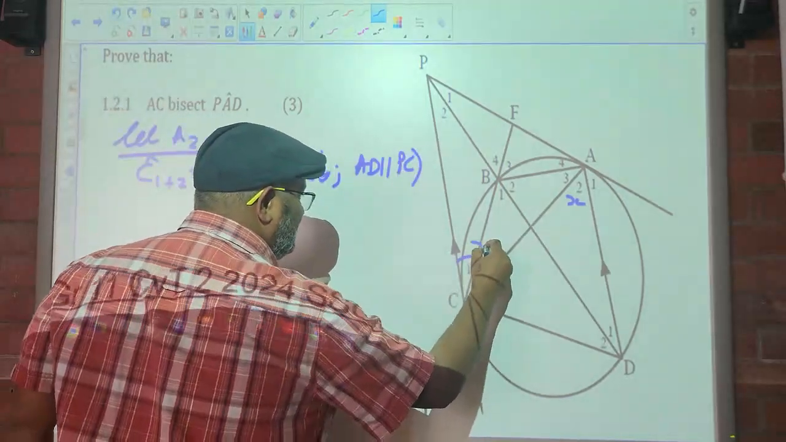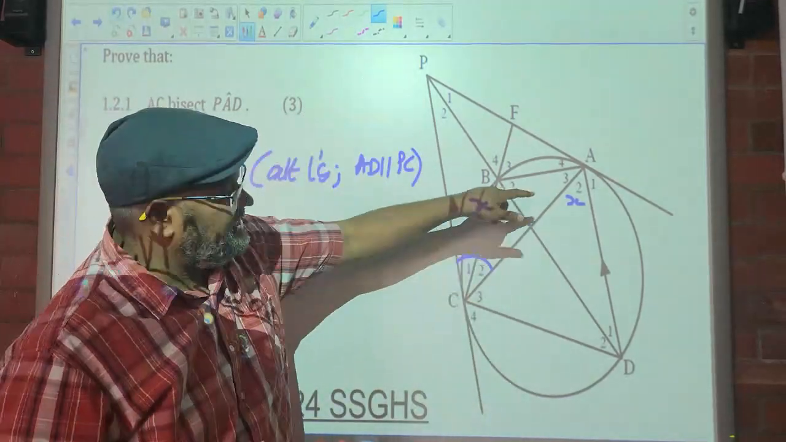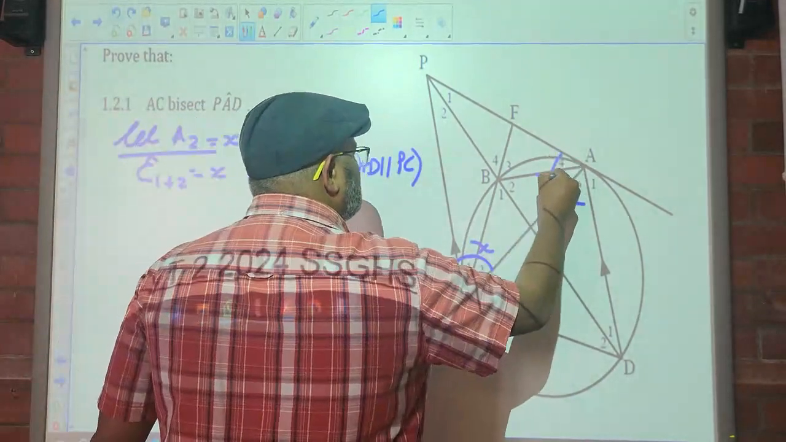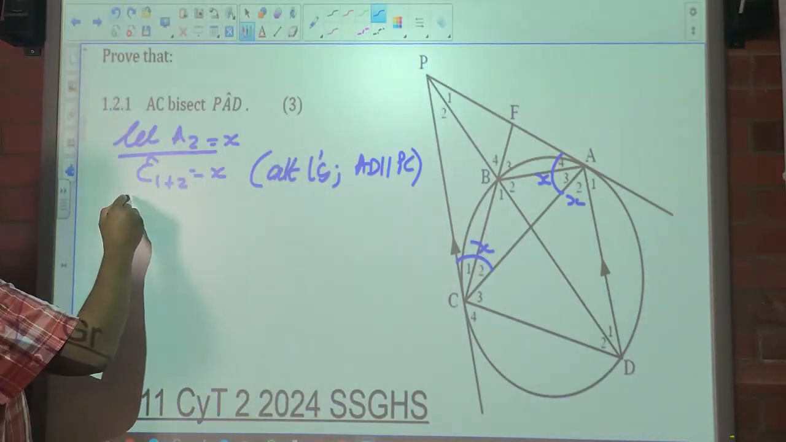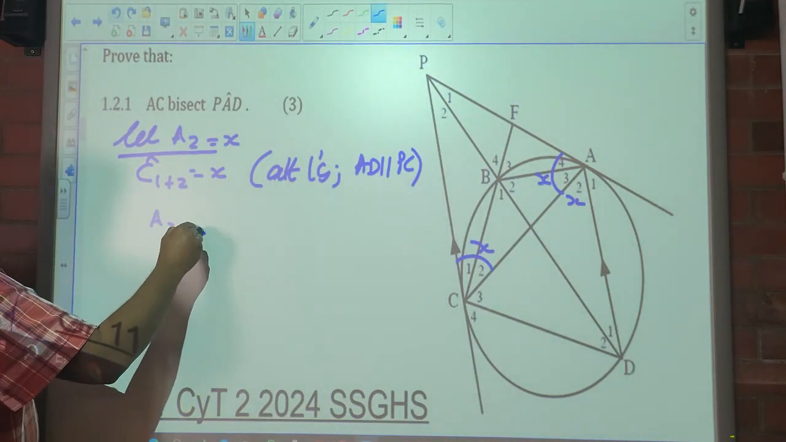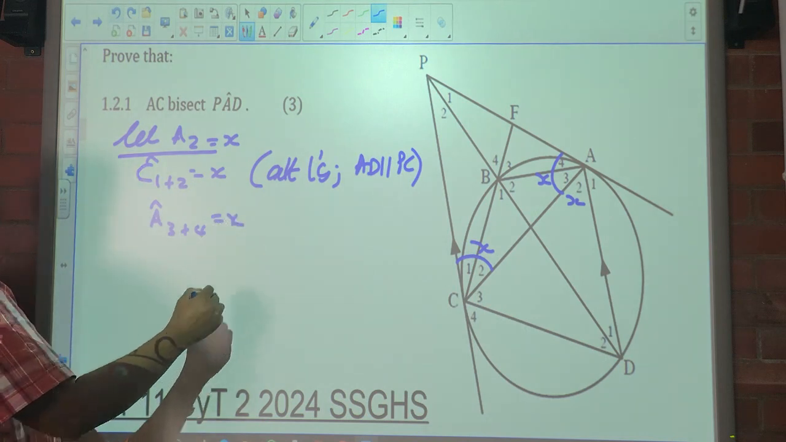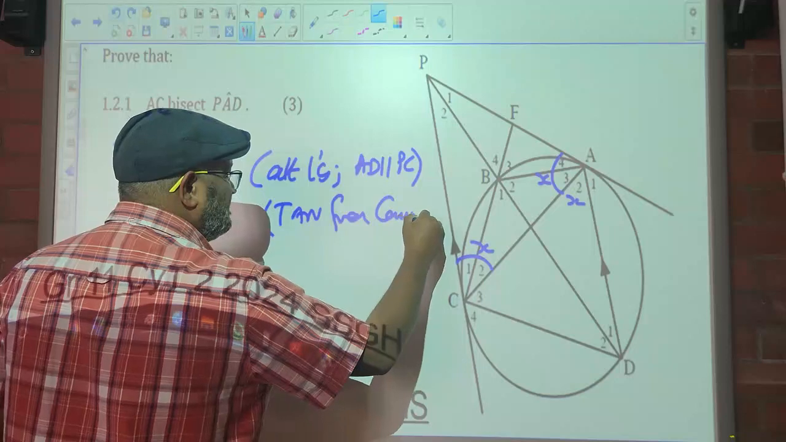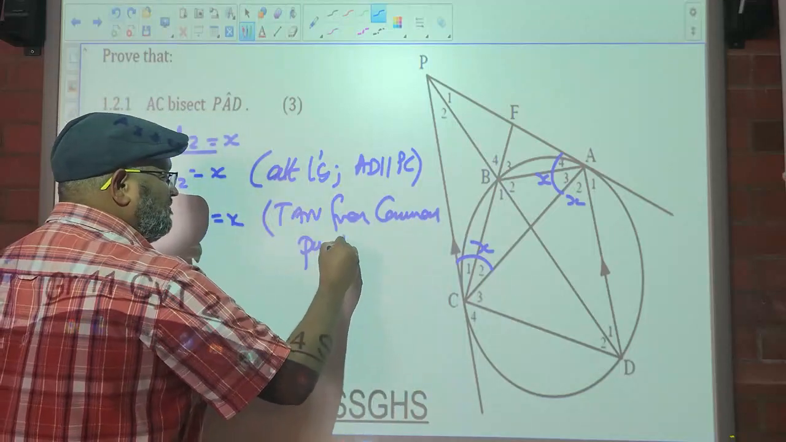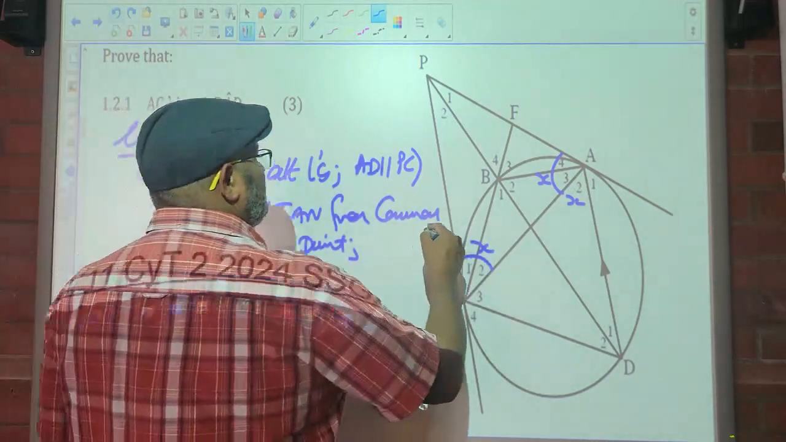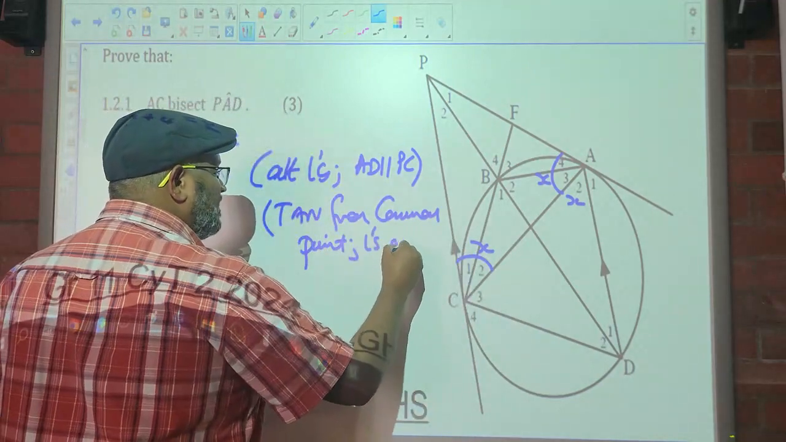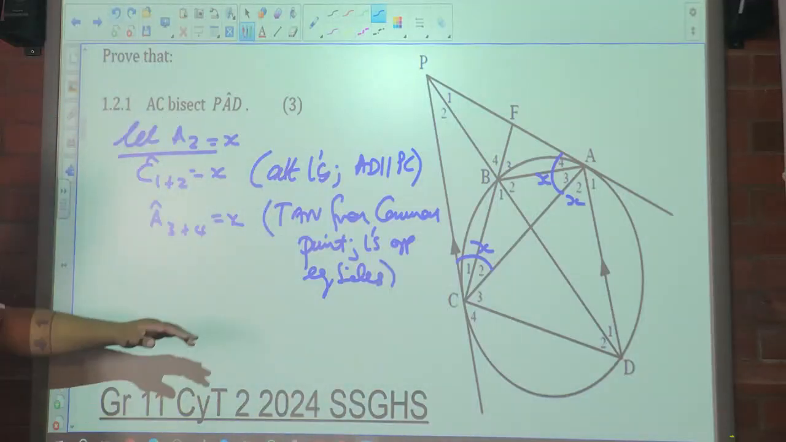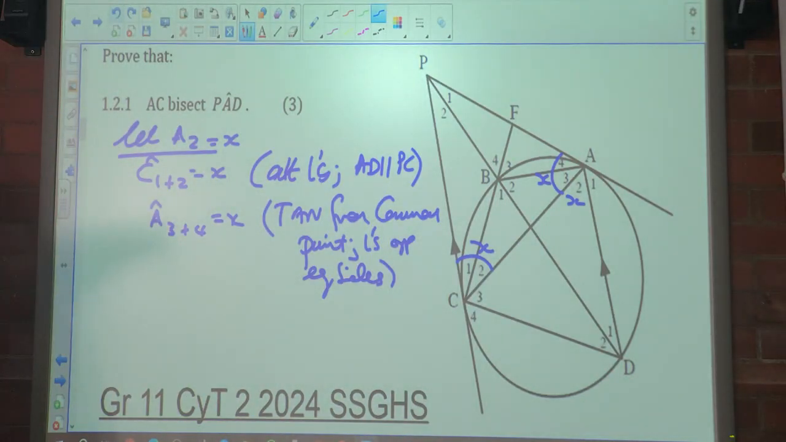So there's an X line here as well, or you can call it PCA. Then this angle is also X, which is A3 and 4. The sum of those is also equal to X. Why? Tangents from a common point, that's number 1, as well as angles opposite equal sides. You must write both because there are 2 theorems we are using there.